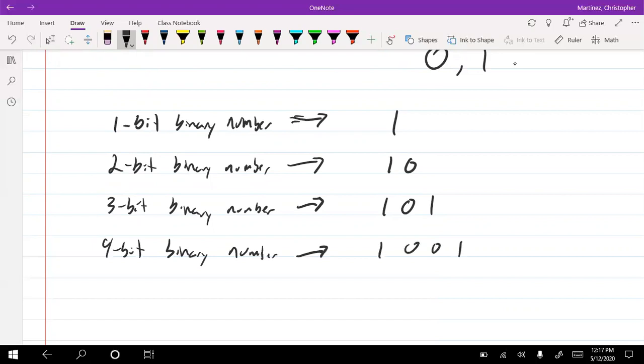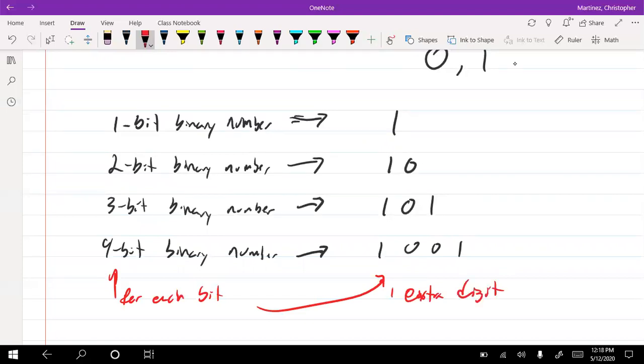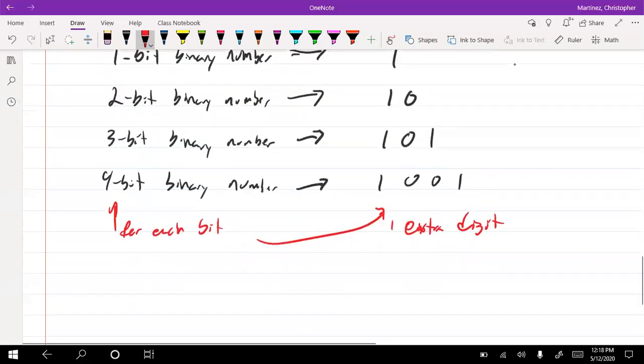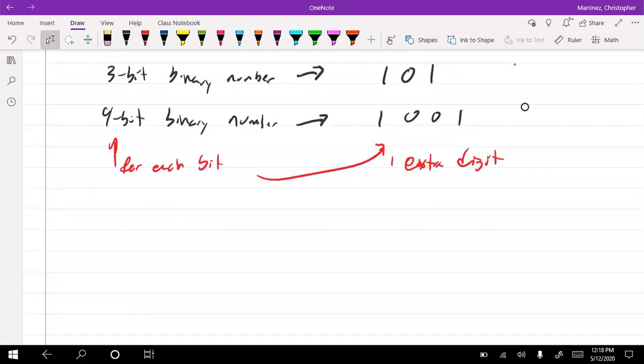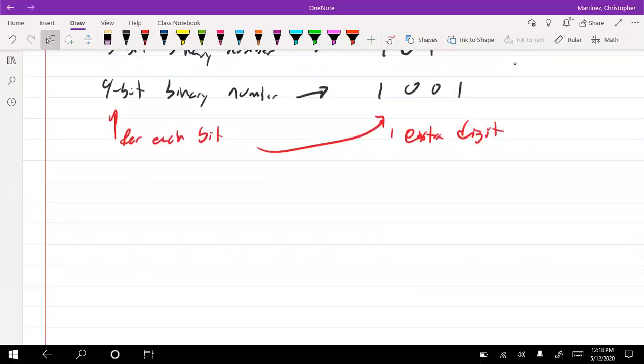So we can see that for each bit, we're going to have one extra digit. Okay, so the number of bits will tell you how many zeros, how many ones potentially you have in a number. Well, just like decimal had weight, binary has a weight as well.